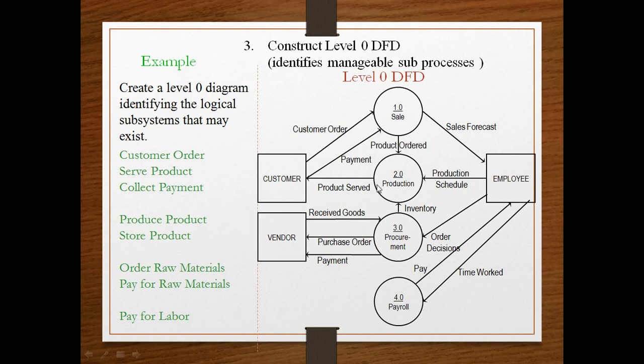Now product order, production is there. Then the employee will make the order decision, like he wants to buy the goods. The vendor receives the purchase order and the payment, and the vendor will give the received goods to the employee. So the goods are received through an employee. The employee is going to get paid for his time of work. So this is your 0th level.